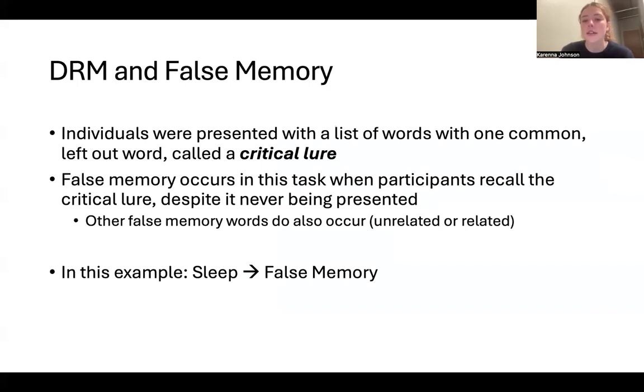False memory occurs in this task when participants recall the critical lure despite it never being presented. There are also other ways to false alarm or have false memory events in this task. You could come up with a word like chill or something kind of adjacent, which wasn't presented but is still related. That would be called a related lure. And people also come up with totally unrelated words like cat, and that would be specified as an unrelated lure. So in this example, sleep would be an instance of false memory.